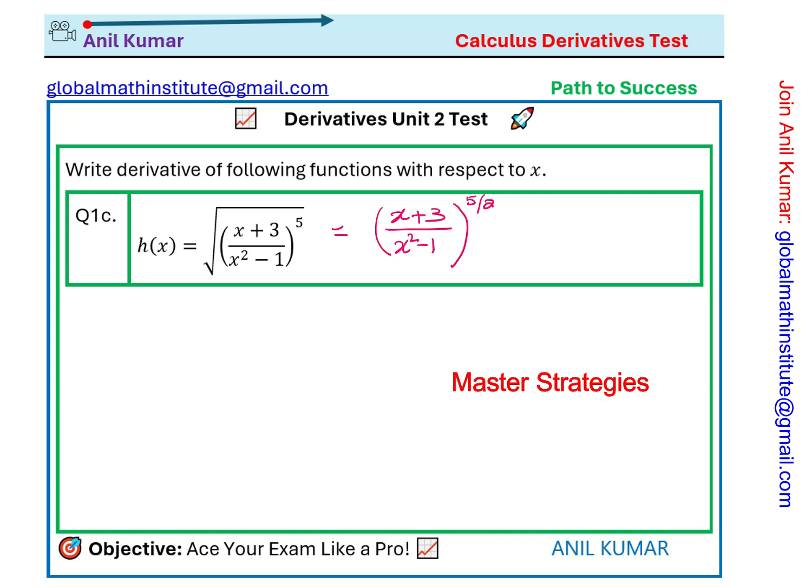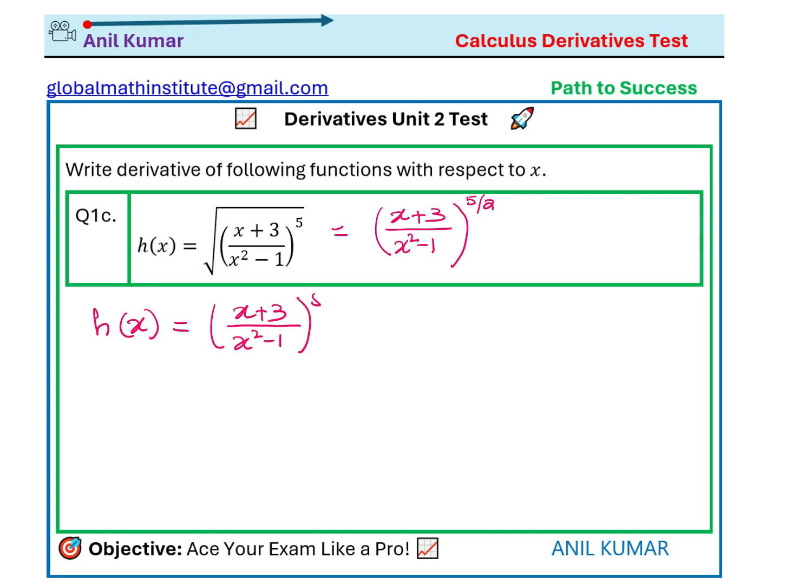So that is the first thing which you need to understand very clearly. It's being written here so that you do not make a basic mistake. Correct? So now we can apply the power rule first and then the chain rule to get the derivative. So let me write down the function first in this form, which is x plus 3 over x square minus 1 to the power of 5 by 2.